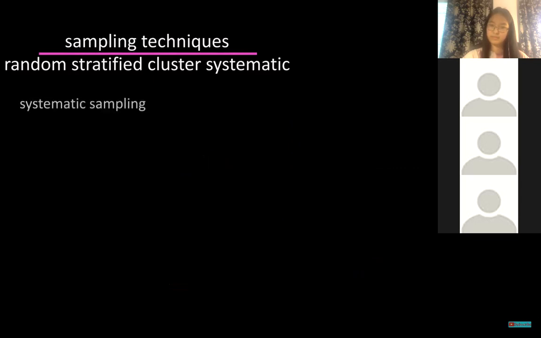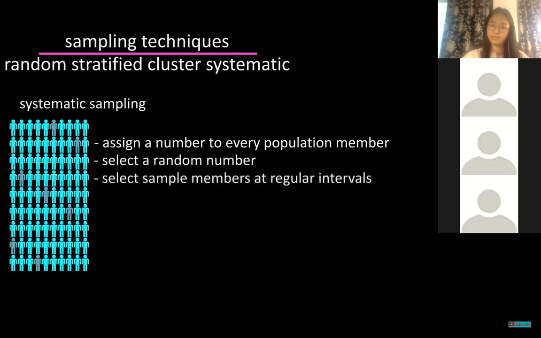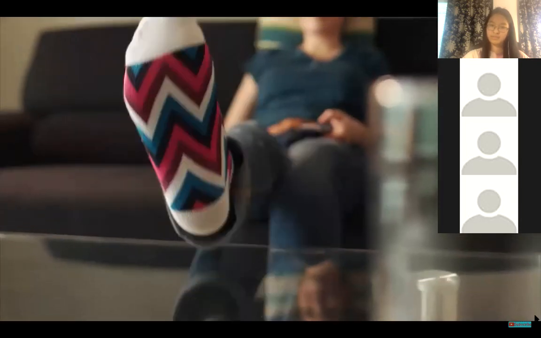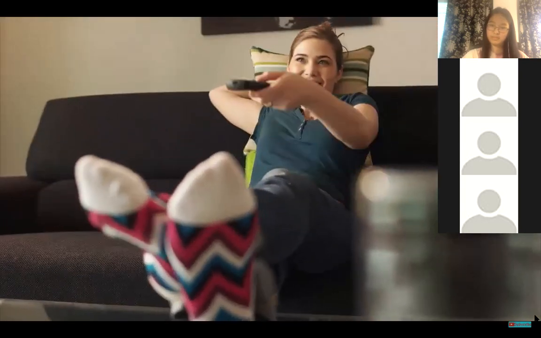A systematic sample is where a researcher will assign a counting number to every member of the population, then select a random number, then select members for the sample at regular intervals from the starting random number that was selected. For example, let's say you wanted to know how much time people living in a singles-only apartment complex spent watching Netflix on a weekly basis.